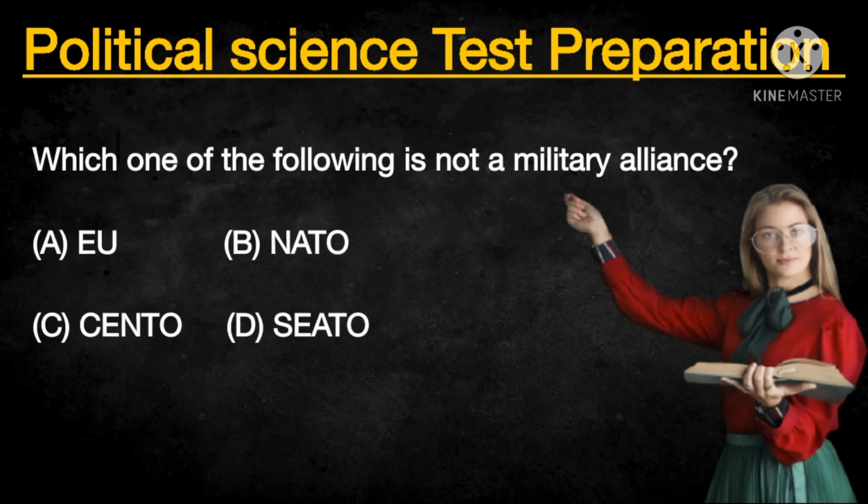Question: Which one of the following is not a military alliance? A. EU, B. NATO, C. CENTO, D. CETO. Its correct answer option A, EU.